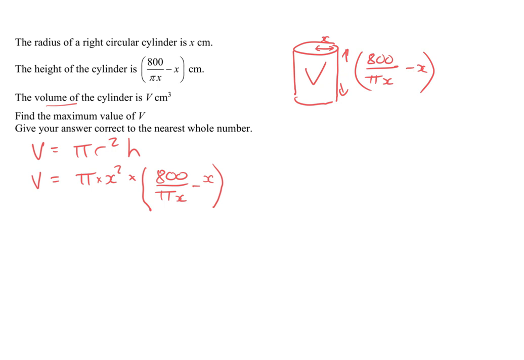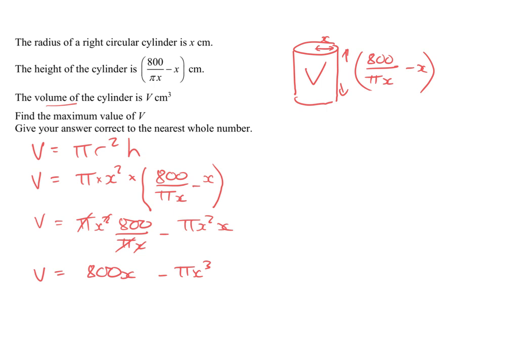Probably worth tidying this up a little bit. So what have we got here? We have V equals pi x squared multiplied by 800 over pi x minus pi x squared multiplied by x. Well, the second part of that is quite nice because that just gives us pi x cubed. The first part, you can see that the pi's will cancel, and one of the x's will also cancel as well. So we end up just with 800x.